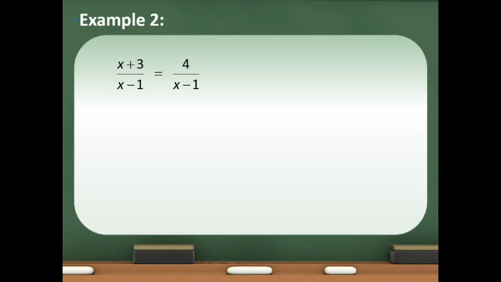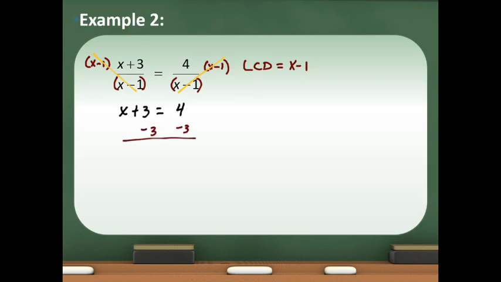So here our only denominator is x minus 1. That's going to be our LCD. So let's multiply each side by x minus 1. So on the left, the x minus 1's cancel. You're left with x plus 3. On the right, the x minus 1's cancel. You're left with 4. Let's go ahead and subtract 3 on both sides. We're going to get x is equal to 1.